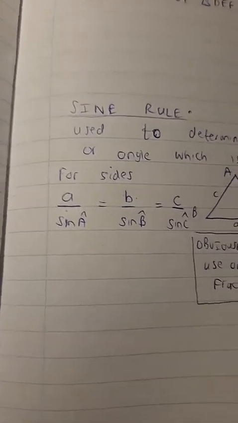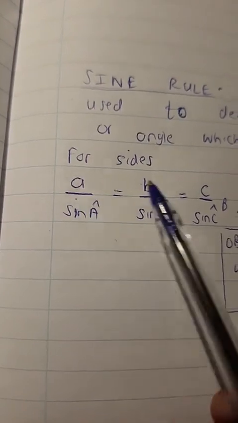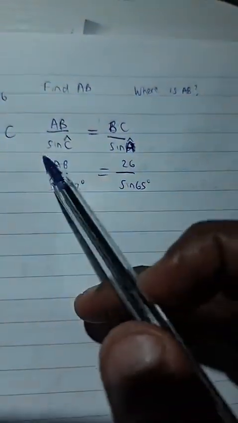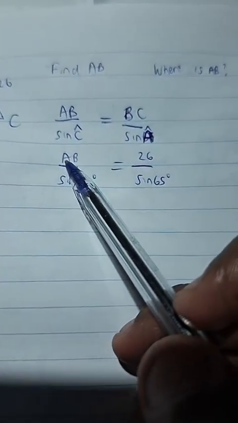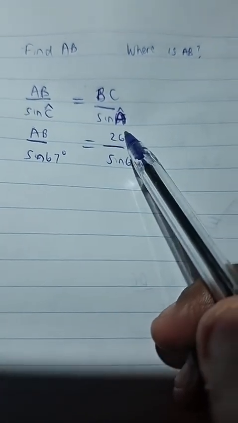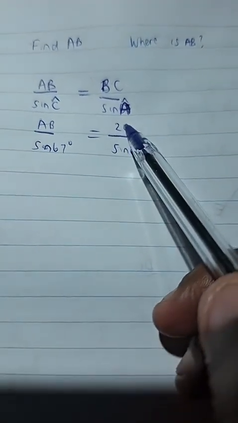Alright, and since I want a side, it means sides on the top. That's very important. What you want, please write it on the top. What you want, write it on the top. And obviously for the second fraction, what we have for the side must be on the top, and it must be opposite a given angle.